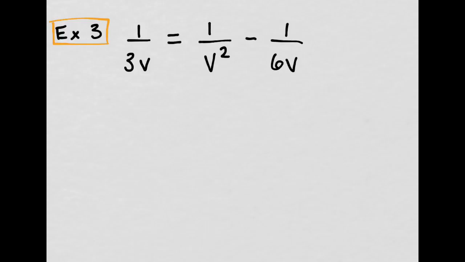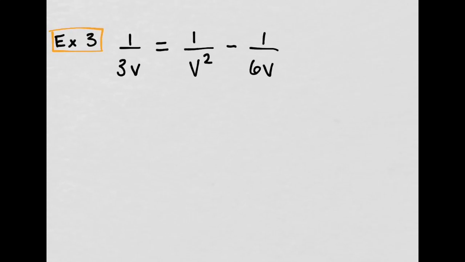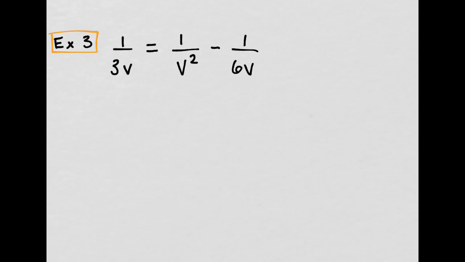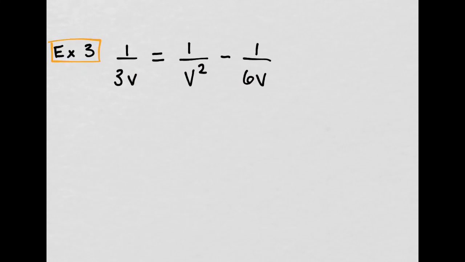Let's take a look at this one. The first step was to get the common denominator and multiply every term by it. In this case, some people might still be confused about what a common denominator is. The common denominator is divisible by everything here. So in this case, the common denominator would be 6v squared.